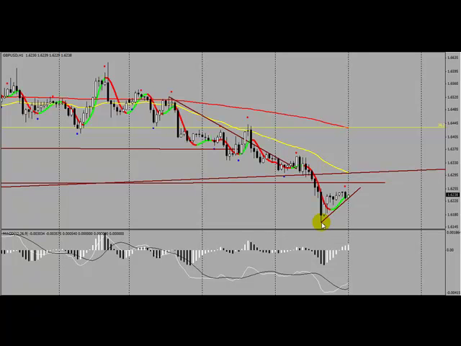Again, not looking too much at the indicators, but mostly at some good support and resistance, primarily because we've broken through that trend line on the daily chart.